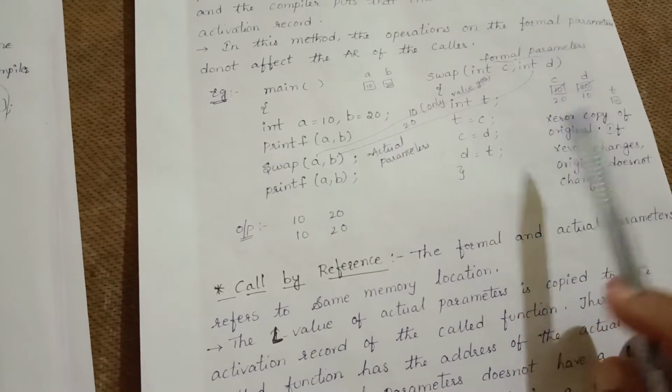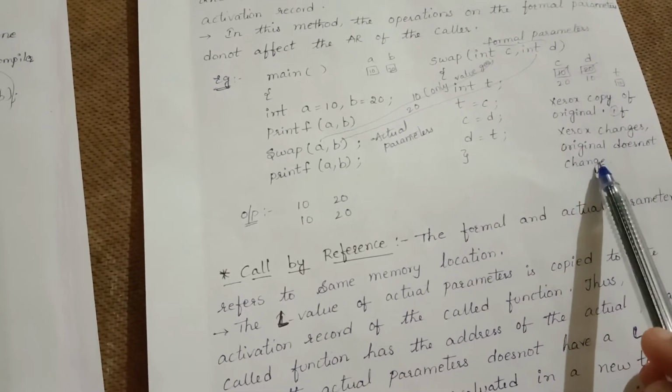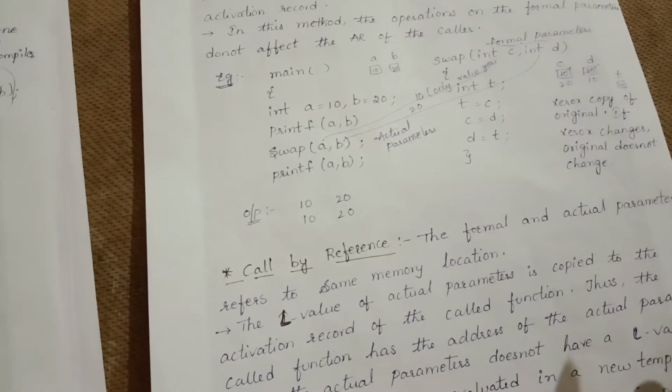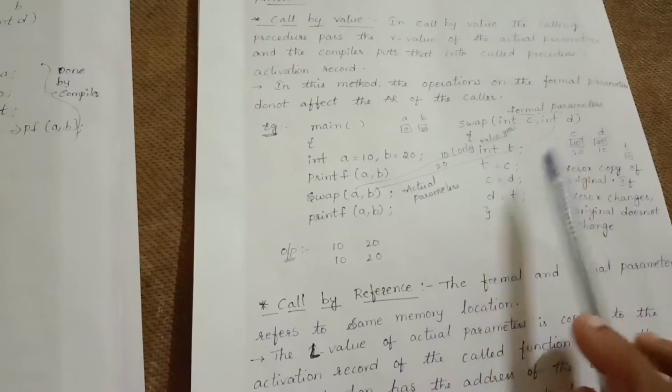So this is nothing but the Xerox copy of the original. If the Xerox changes, the original does not change. So if any change occurs in the Xerox, the original will not change. This is call by value.